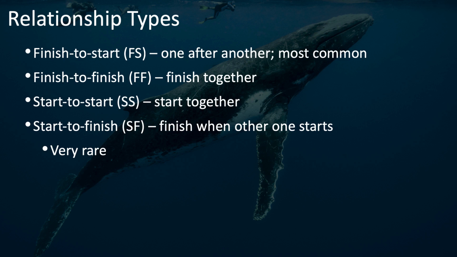A start-to-finish relationship between activities is one in which the predecessor has to start before the successor can finish. This is actually a very rarely used type of relationship. In fact, I suggest that if you ever find that you have some tasks that appear to have this relationship, take a closer look at it to see if these activities aren't better represented using a finish to start by putting them in the opposite order.